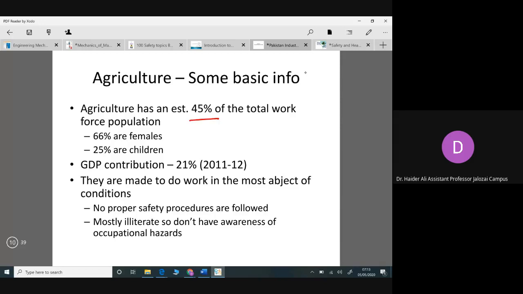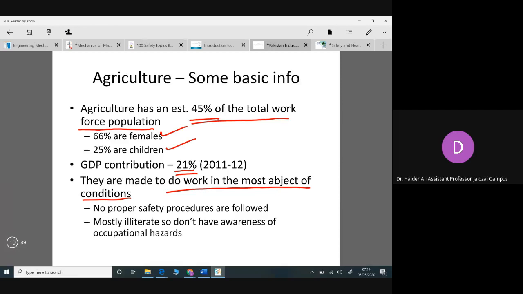Agriculture has an estimated 45% of the total workforce population, 66% female, and 25% are children. And agriculture contributed 21% towards the GDP, the gross domestic product, in 2011-12. So that means that agriculture is an important field. They are made to do work in the most abject conditions. What do you mean by most abject conditions?